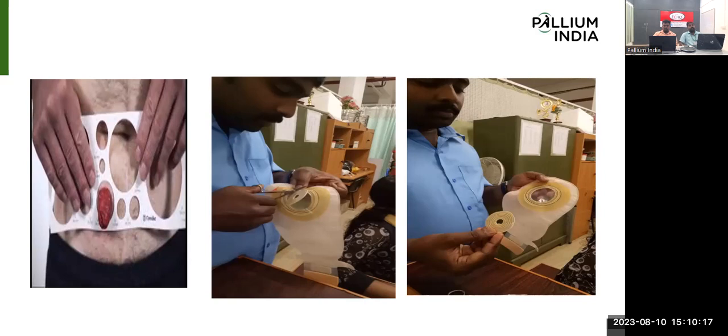Then by using circular curved scissors, we can cut easily and make the hole according to the stomal size. We need to cut the hole on the faceplate of the colostomy bag. Then only we can keep this bag on the stoma.